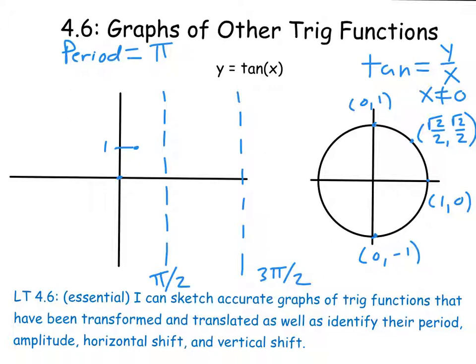Now if I wanted to go to the negative side, I could draw in another asymptote over here. If I go to pi over 2 and then take away pi, I would get negative pi over 2, and there's going to be an asymptote there. Not to mention right here, if I were at negative pi over 4, tangent would be negative 1. And I would be left with that.